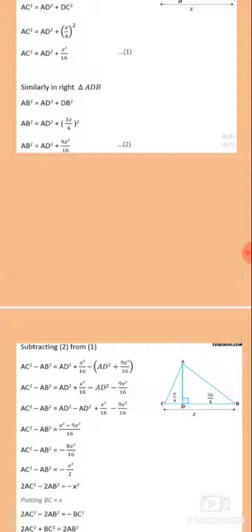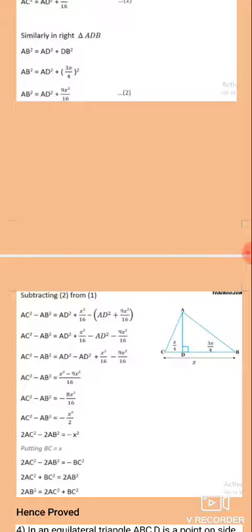AD square minus AD square minus of, listen carefully, minus into when you multiplied, plus x square by 16 minus 9x square by 16. Now AC square minus AB square is equal to x square minus 9x square by 16, common denominator. So AC square minus AB square is equal to minus 8x square by 16, which is equal to minus x square by 2. 8 and 16 are cancelled.